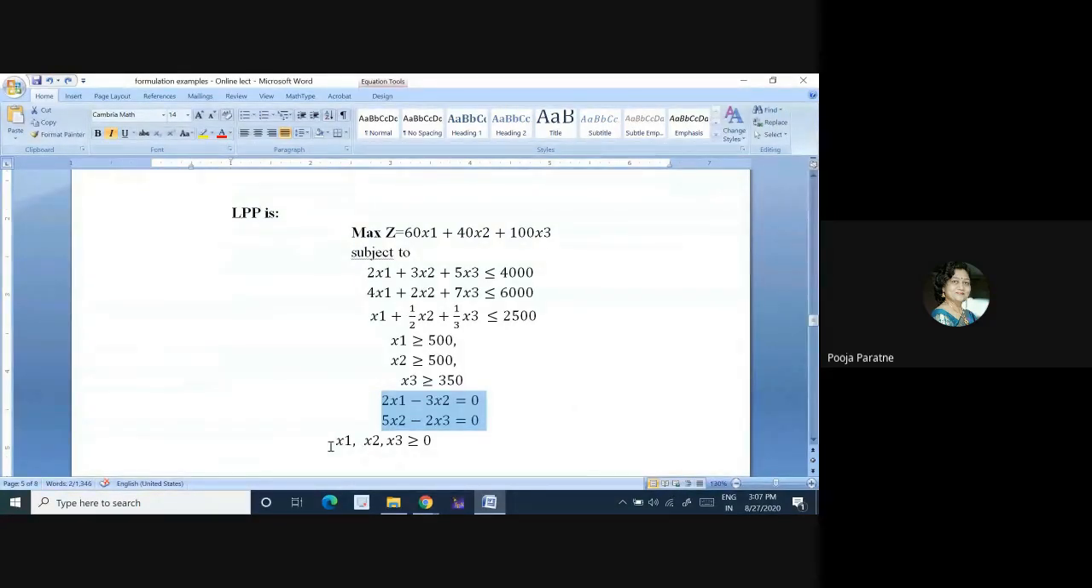And by default you have to write that x1, x2, x3 are the number of units. We discussed during the formulation that this always represents the number of units to be produced, so it cannot be negative. So by default, at the end of this LPP you must write the positivity constraint. So this is the linear programming model.